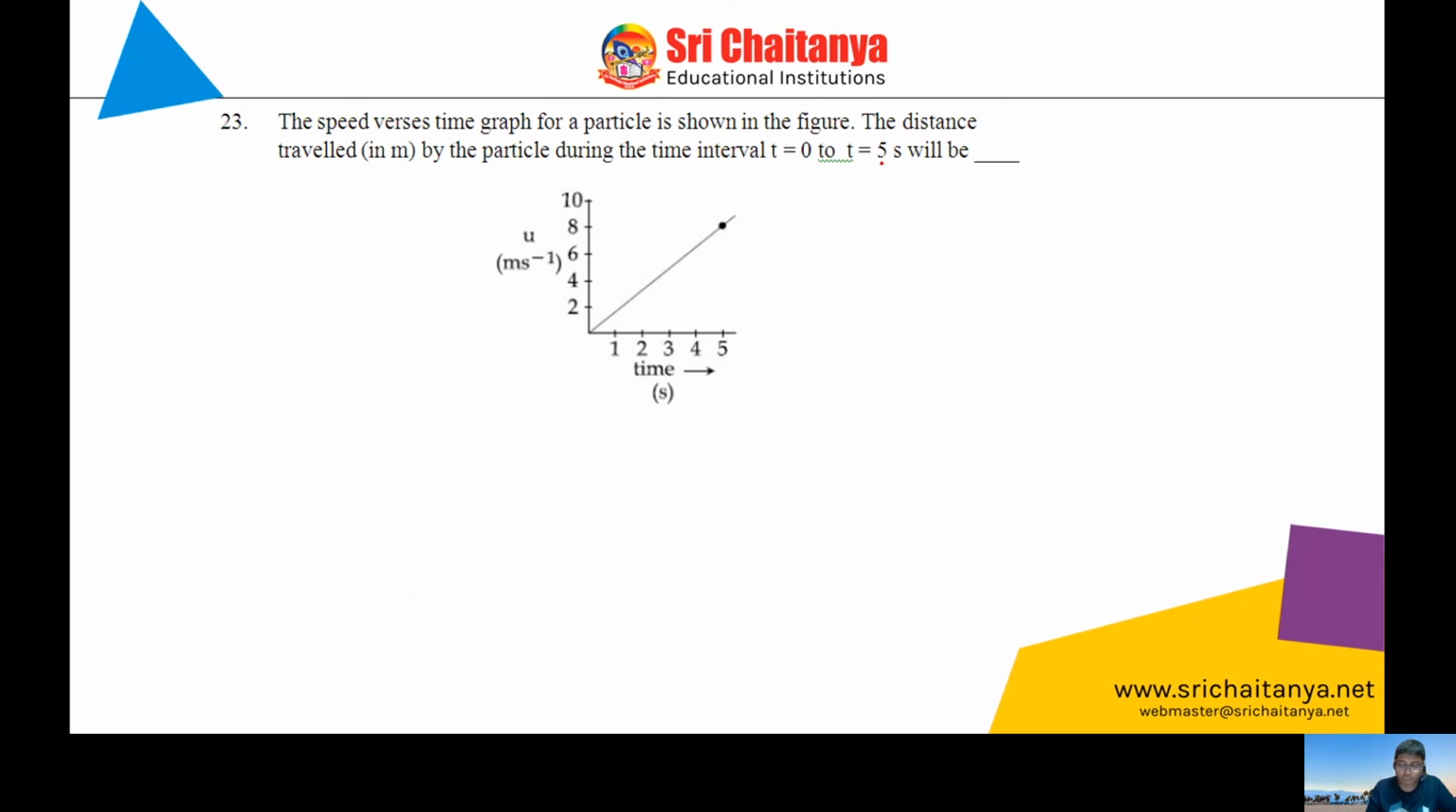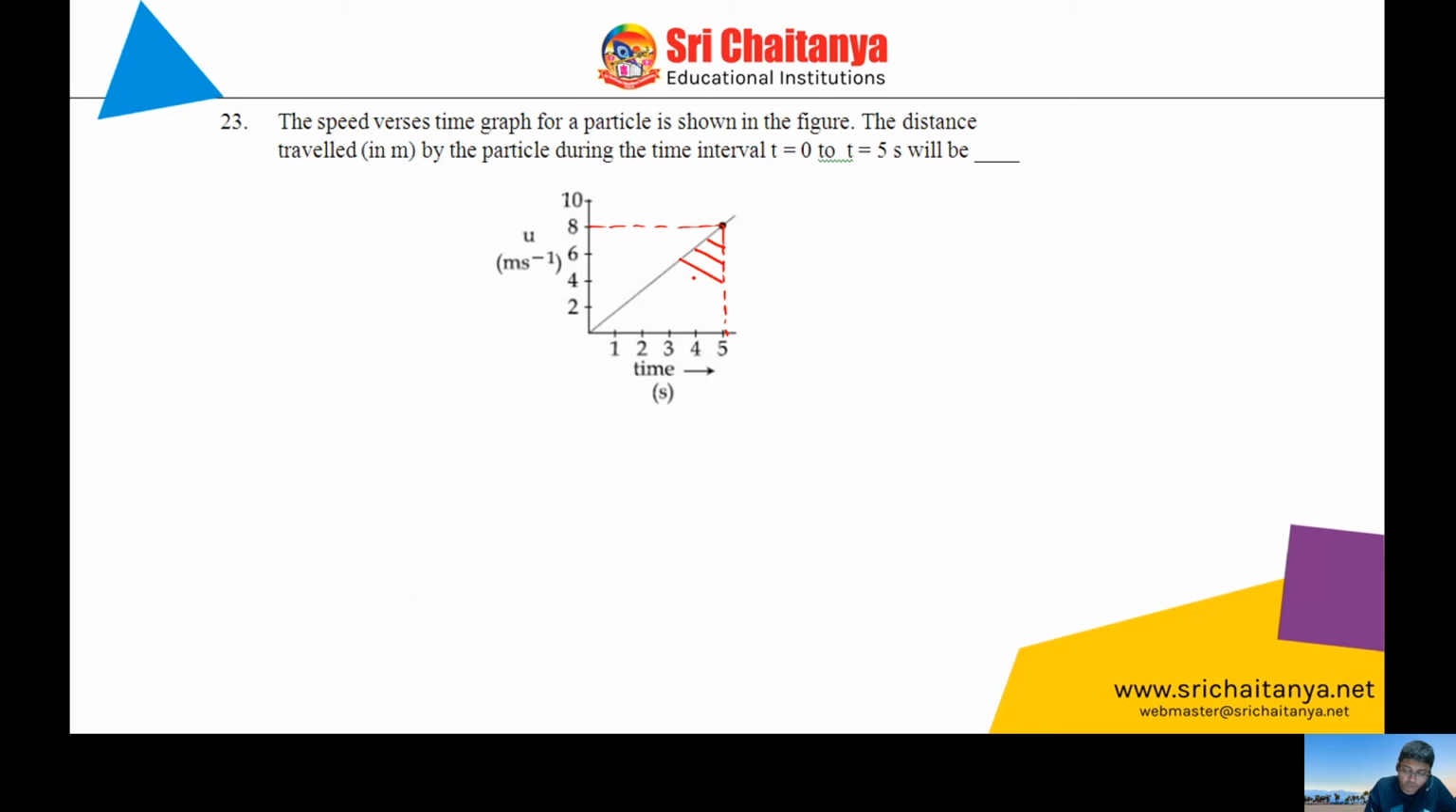Okay, so here the distance traveled will be simply the area under the curve of the speed versus time graph. In order to do that, first of all, you should realize that at t equal to 5, the speed is 8 meter per second. But they should have marked this with a dotted line, because it is not very clear whether the speed at 5 seconds is exactly 8 meter per second or not. But anyway, we have to assume that.